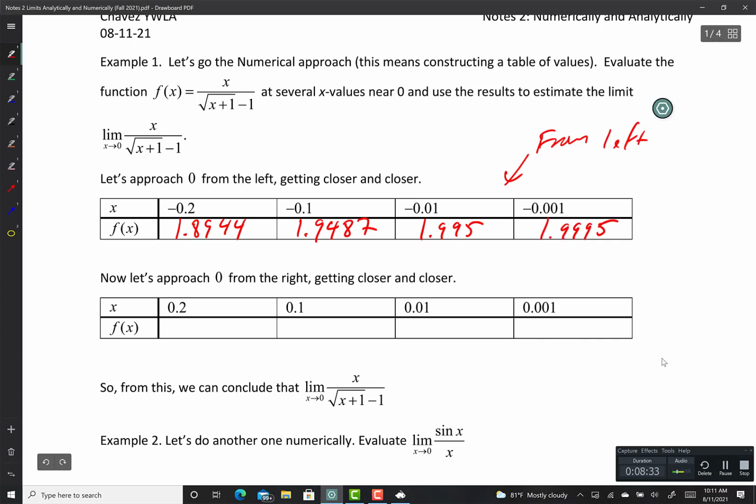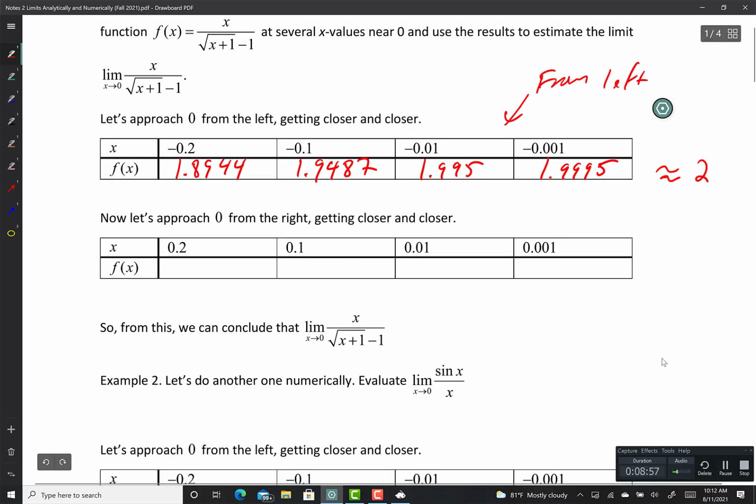Okay, now that we filled out this table, let's look at it. Does it look like f of x is approaching a specific value? Yeah, it looks like it's approaching. I know x is approaching 0, but what does it look like f of x is approaching? It looks like it's approaching 2. We'll see in a little bit.